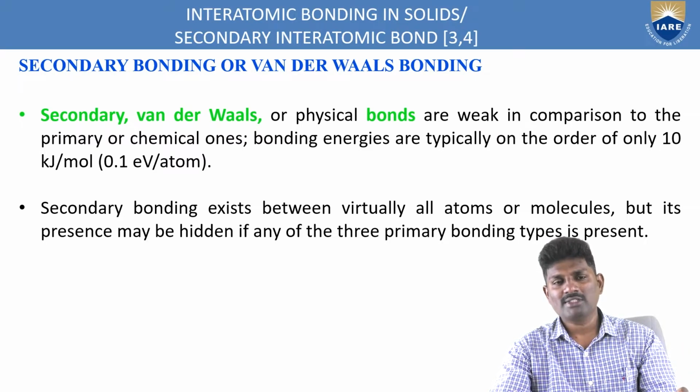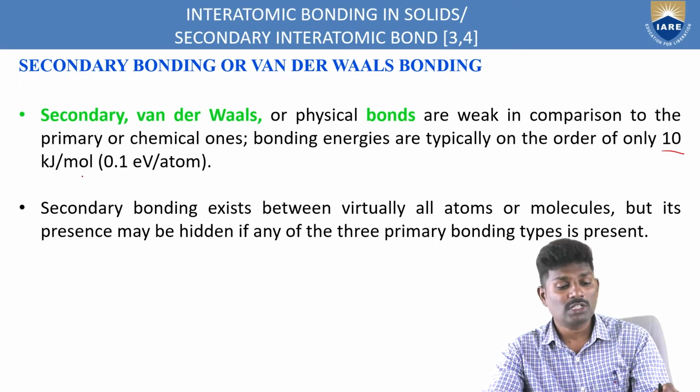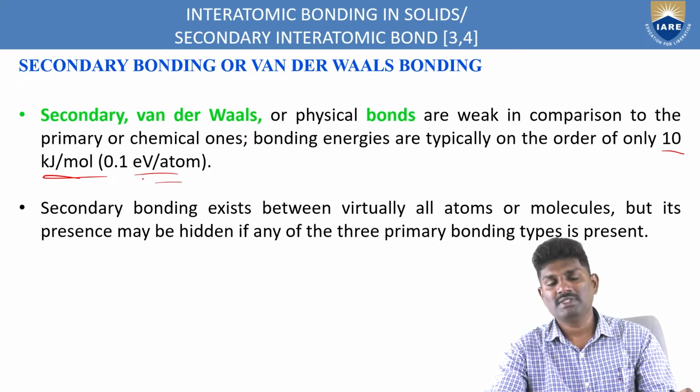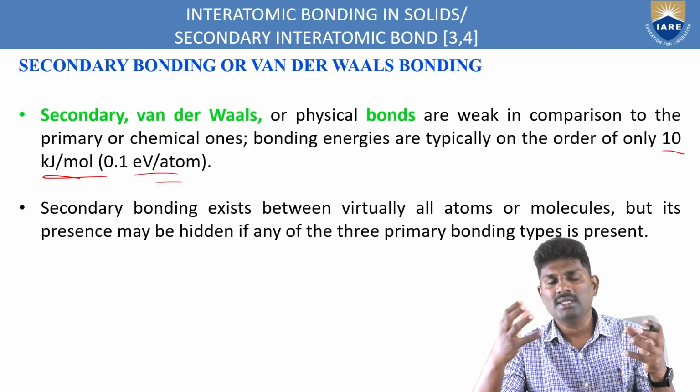The secondary bonding is also called van der Waals or physical bonds, and these are very, very weak when you compare with the primary bonding. These typically range in the order of only 10 kilojoules per mole. So this is a very small amount of bonding energy in the secondary bonding. Why? Because there is a lot of loose attractive force between the atoms.